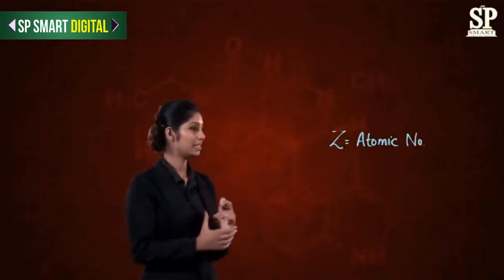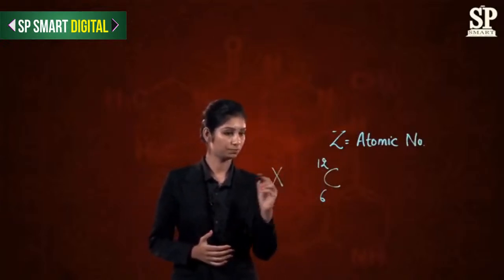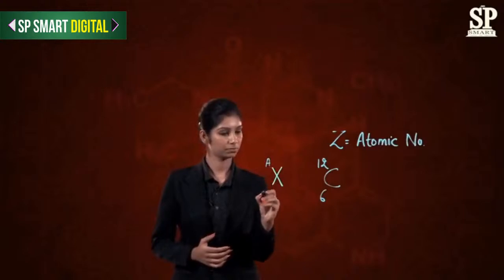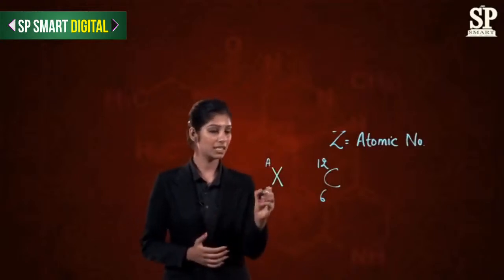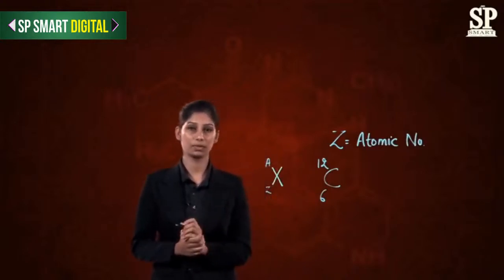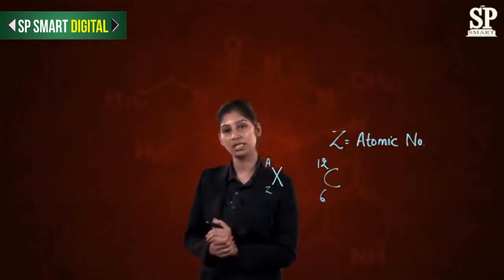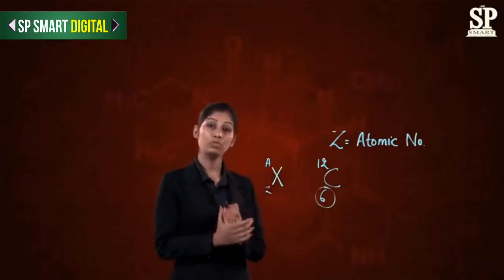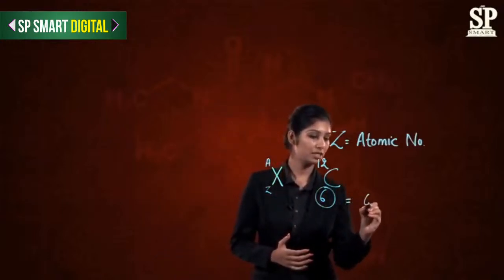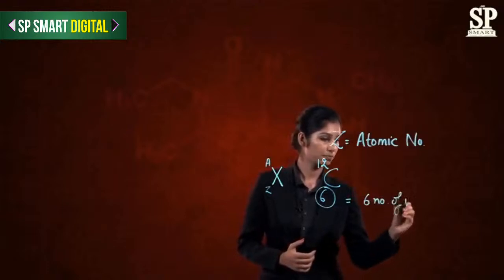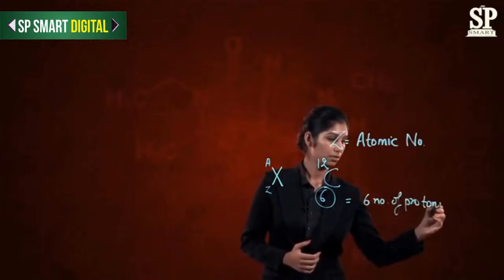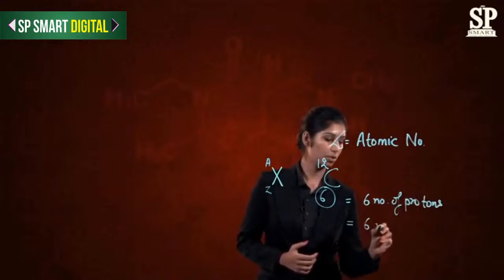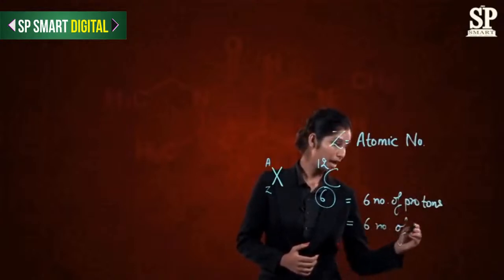For example, let's take, so any element is represented in this form, where Z is the atomic number and A is the mass number. In the similar way, we have represented carbon, where the atomic number of carbon is 6, which means that they have 6 number of protons, which is also equal to 6 number of electrons in this atom.